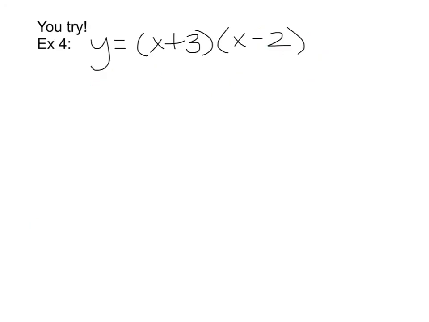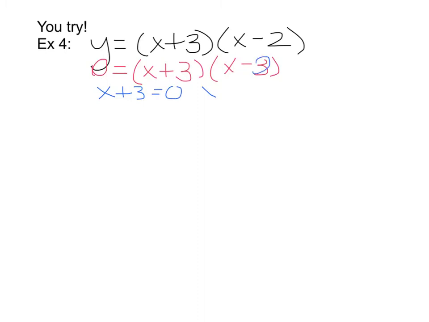I want you to find the zeros of the polynomial y equals x plus 3 times x minus 2, and I want you to draw a rough sketch of the graph. So to be able to find the zeros, I need to do my zero product property, so I need to replace y with 0. And then you set each individual factor equal to 0. So I have x plus 3 equals 0. I have x minus 2. Sorry, I wrote the wrong thing right here. x minus 2 equals 0.